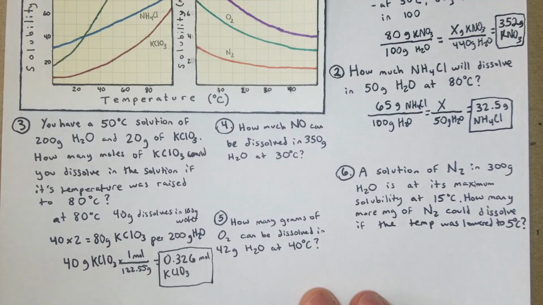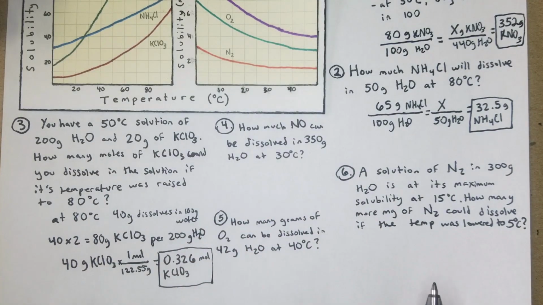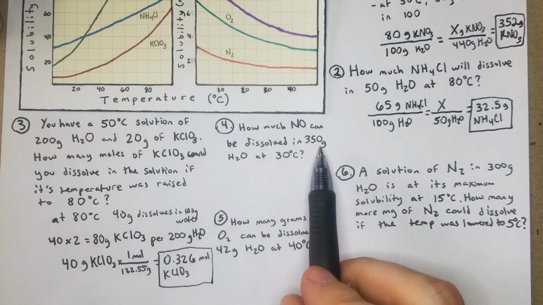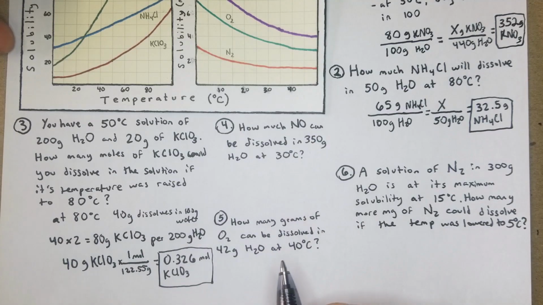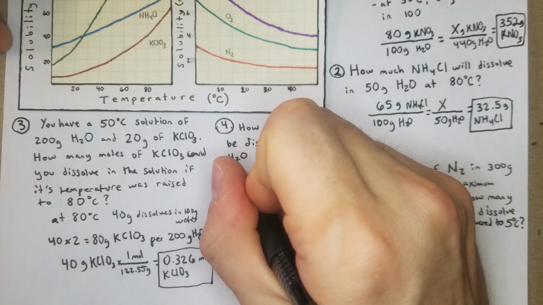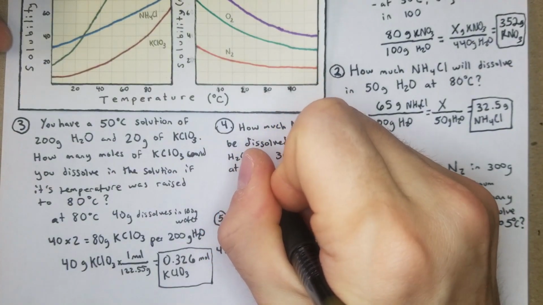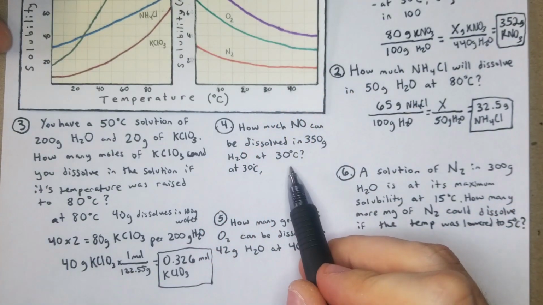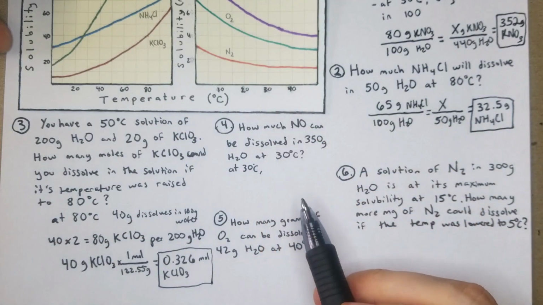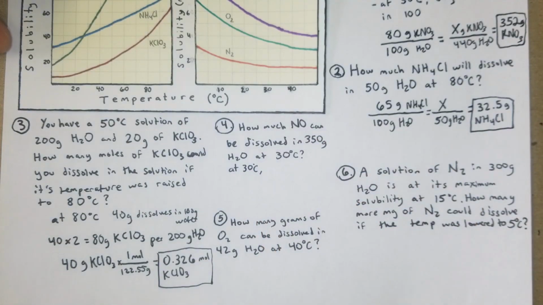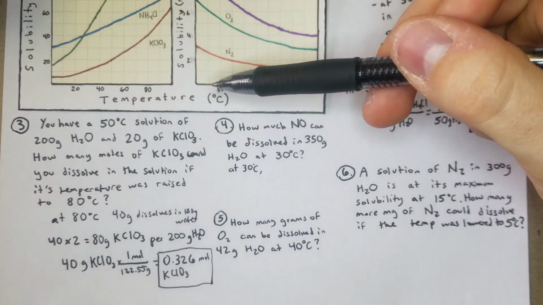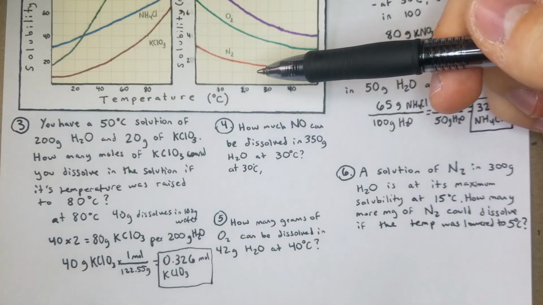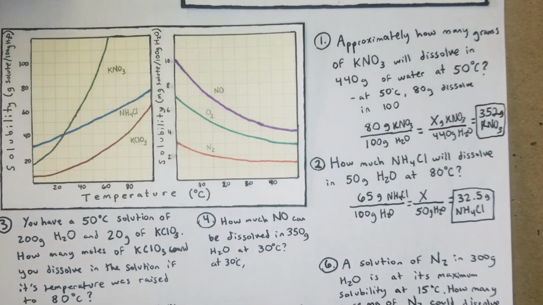Alright, cool. So now we're going to move on to number 4. How much NO can be dissolved in 350 grams of water at 30 degrees Celsius? So again, we're just going to say we're looking at 30 degrees and we're looking at NO. So that's on this chart here.